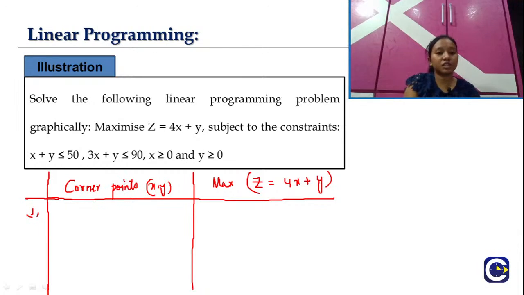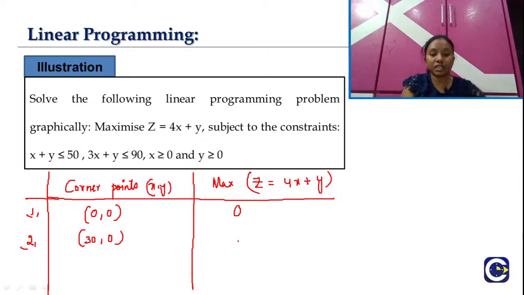So here the first corner point we are having is the origin, 0, 0. Then what will be the value here? x will be 0, y will be 0, so the value will be 0 only. And the second corner point we have seen is when x is 30, y is 0. So let's substitute x = 30 here: 4 into 30 is 120, plus 0, that means 120 only.